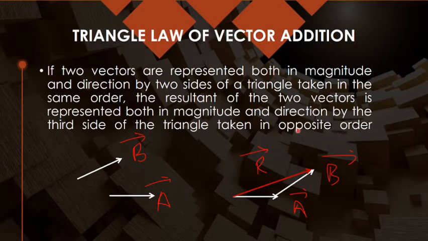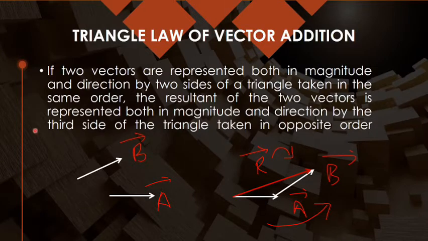I am repeating. Here you see the A and B vectors which I want to add. Both are moving in the same direction, the same order. The order for A and B is this, meaning they are moving in the anti-clockwise direction, but the resultant, if you see, is going in the clockwise direction.